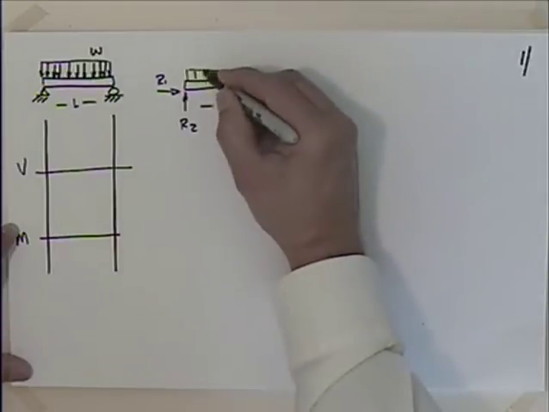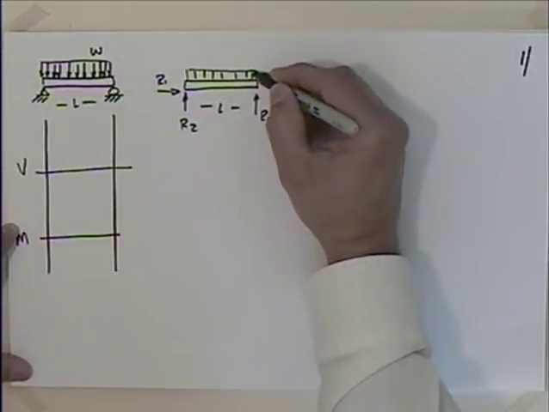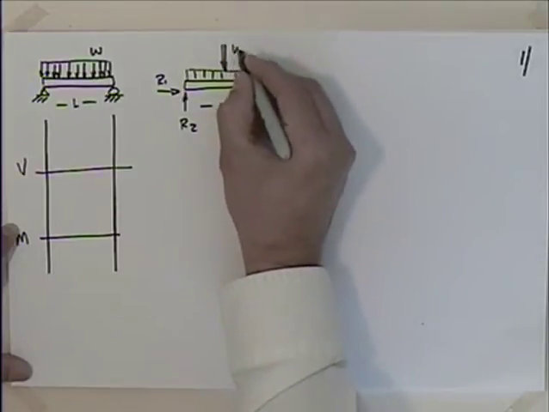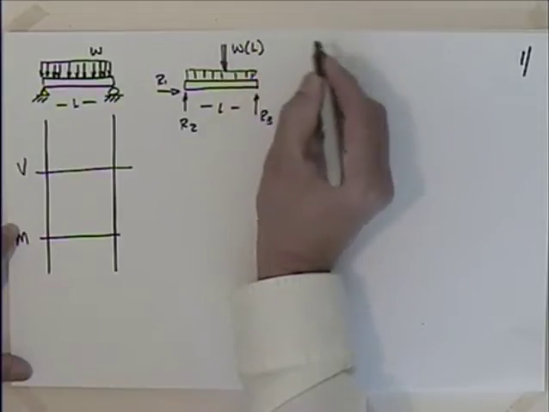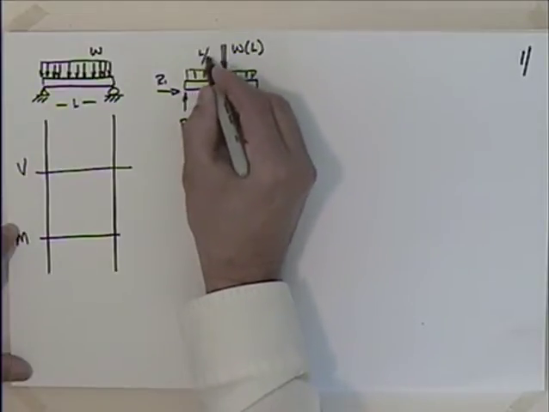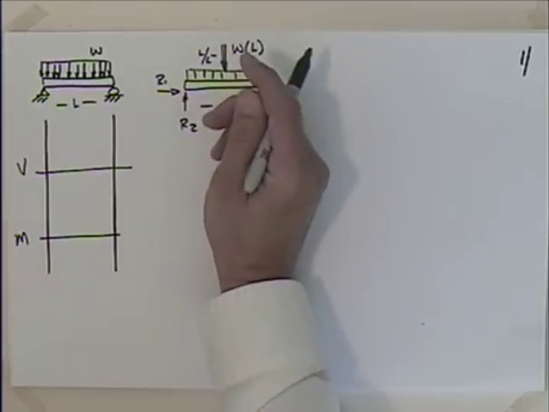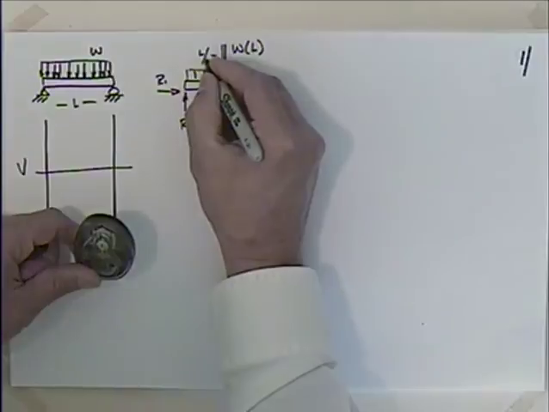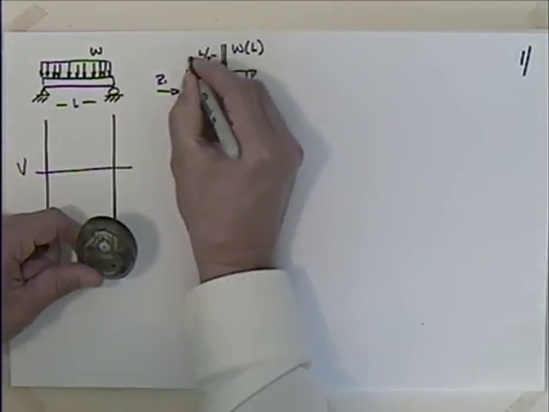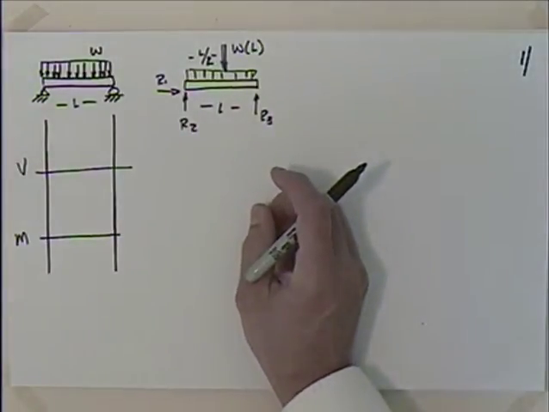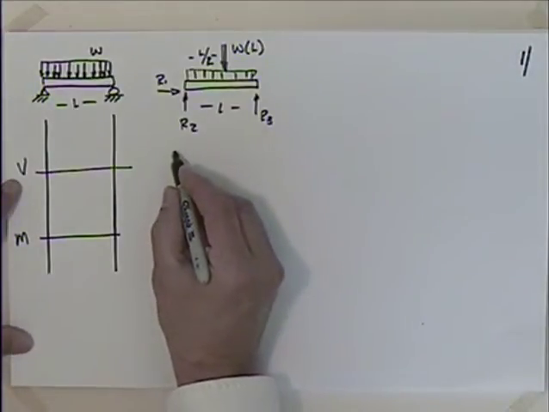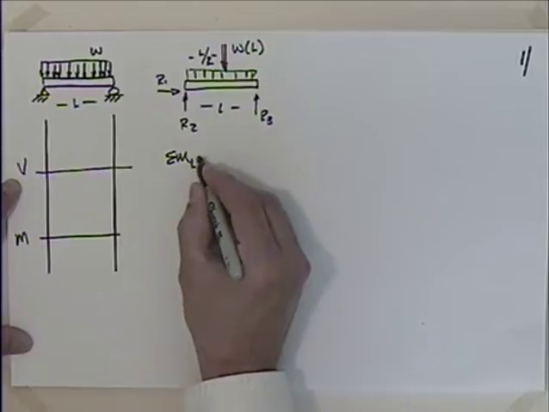And then we have this distributed load, don't we? And we could say that that distributed load could be taken as a concentrated load in the middle that's equal to W times L, right? And it's going to be acting at the center line, which is L divided by 2. L over 2.